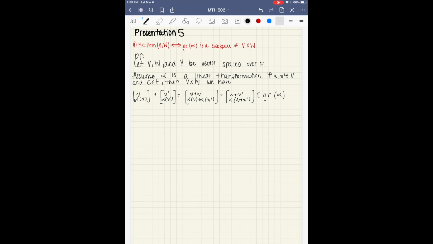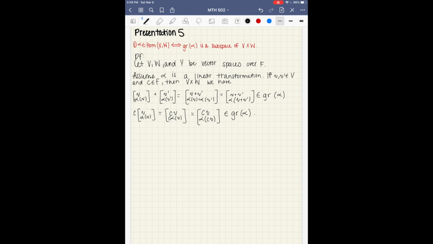So now we're going to consider c times (v, alpha v), which can be rewritten as (cv, c alpha v), which we can bring that c into the parentheses with the v. So we have (cv, alpha(cv)), which is also in the graph of alpha.